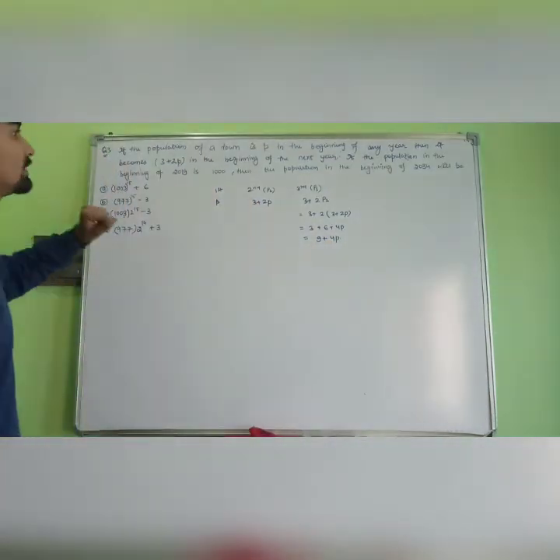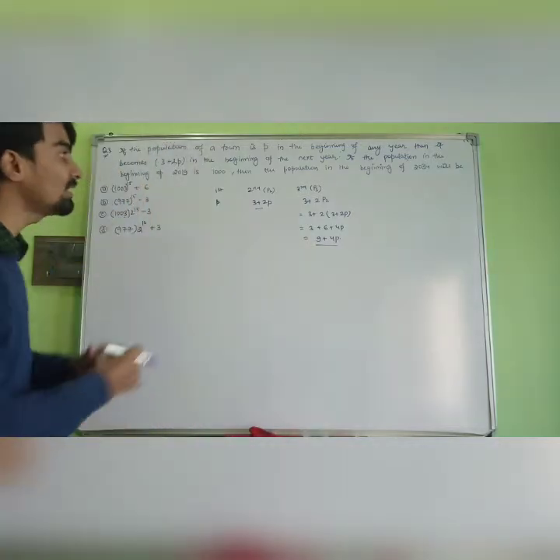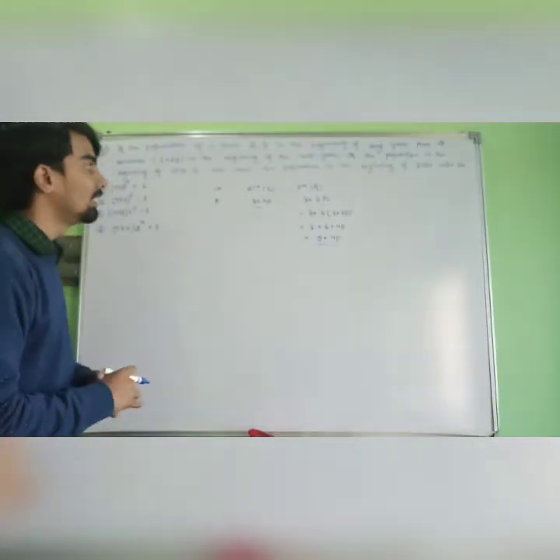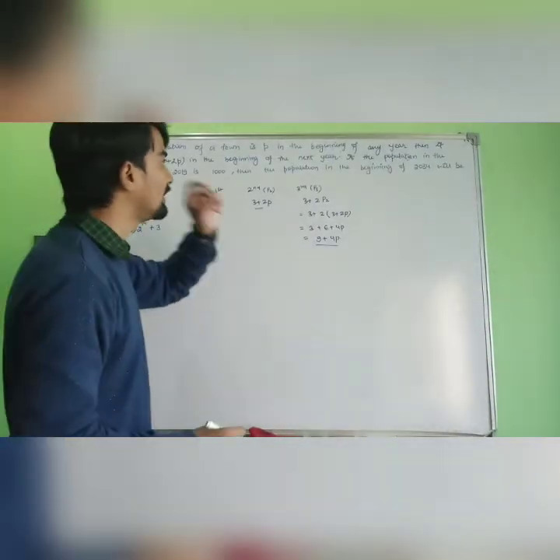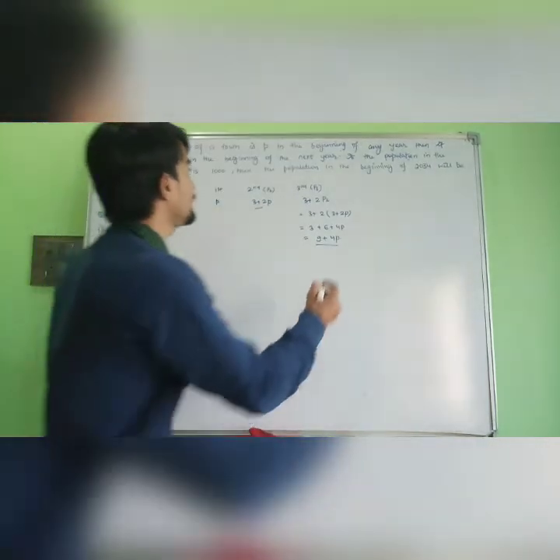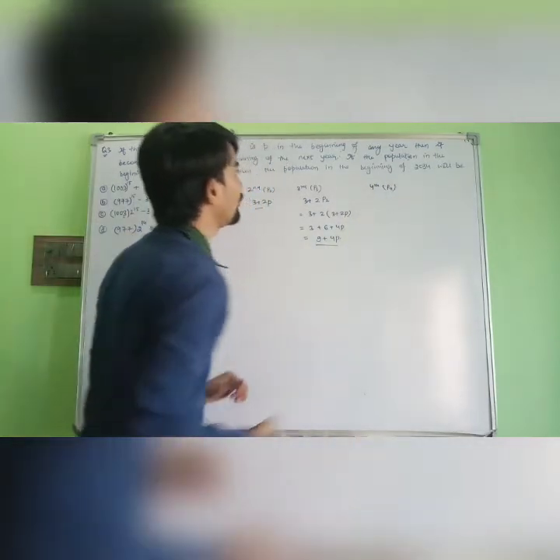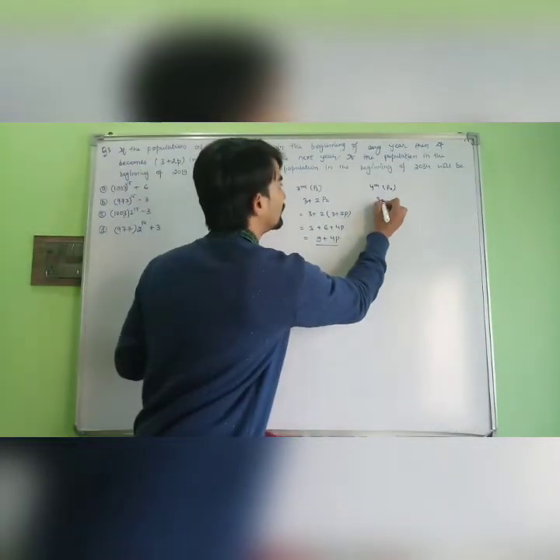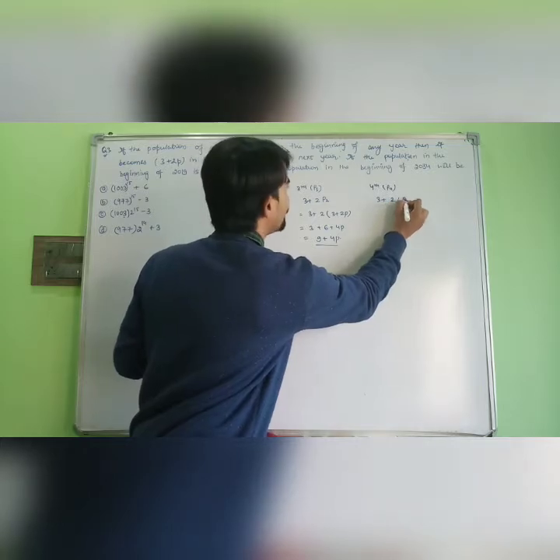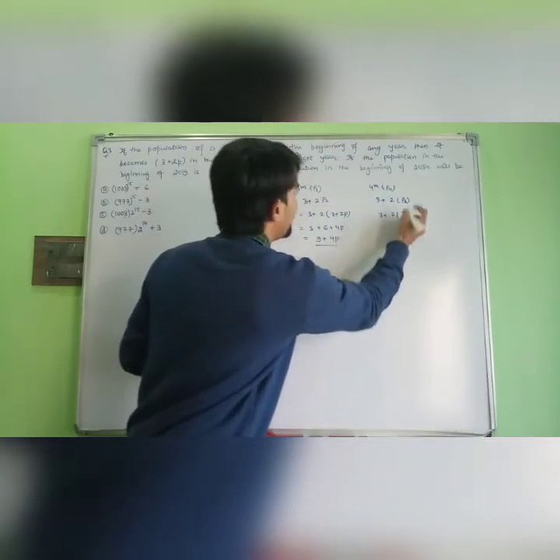Now for such questions we have to find a sequence, or we can say a series or pattern. As the pattern is not clear for the first 3 years, we will take another year, like in the beginning of the fourth year, say P4. The population will be what? 3 plus 2 P3.